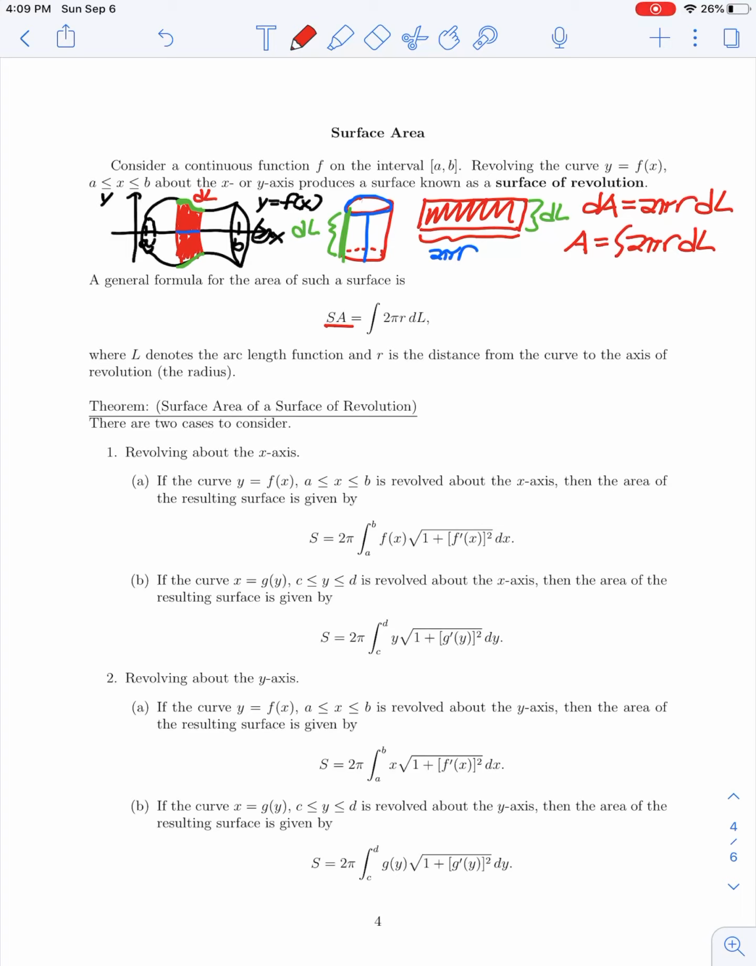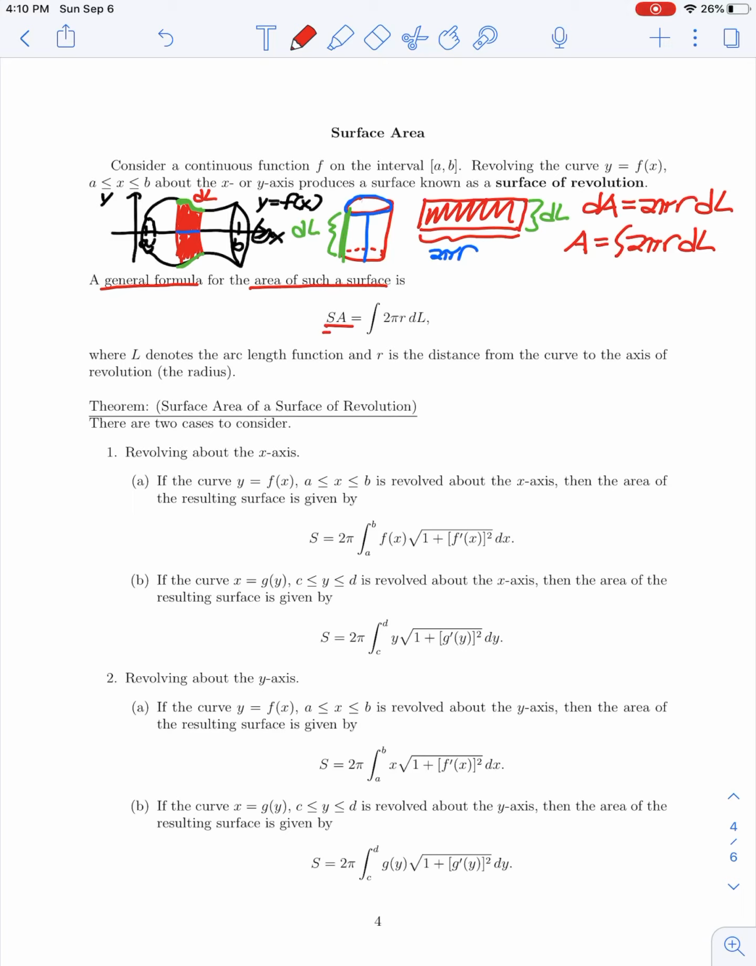Now there's actually 4 different formulas for the surface area of a solid of revolution, depending on whether the curve we're revolving around an axis is a function of x or a function of y, and depending whether we're revolving about the x-axis or the y-axis. But a general formula for the area of a surface of revolution would be the following.